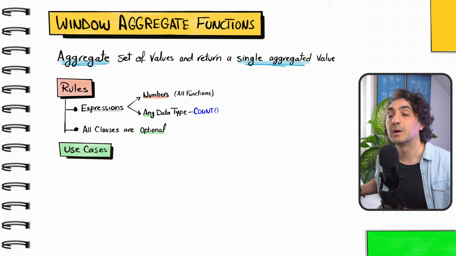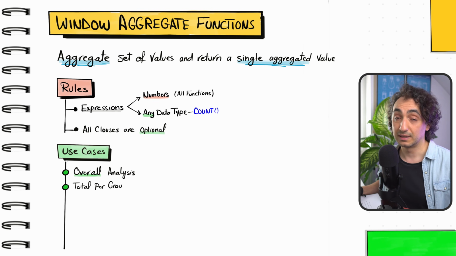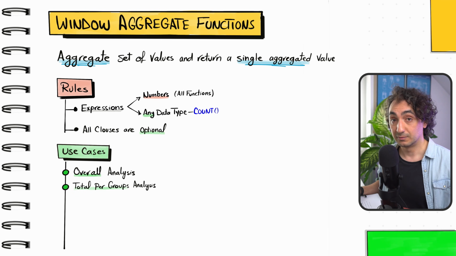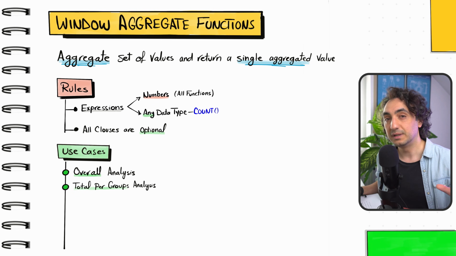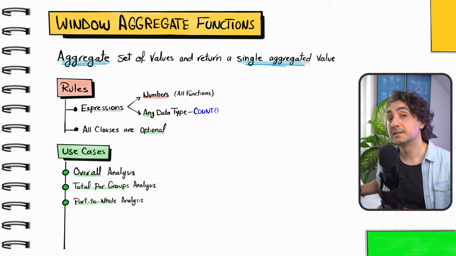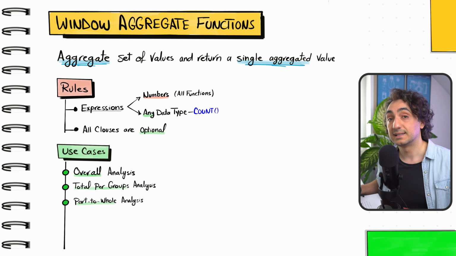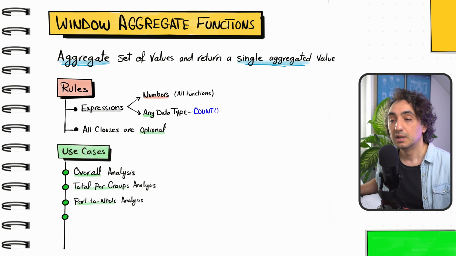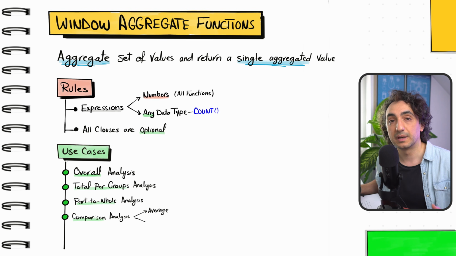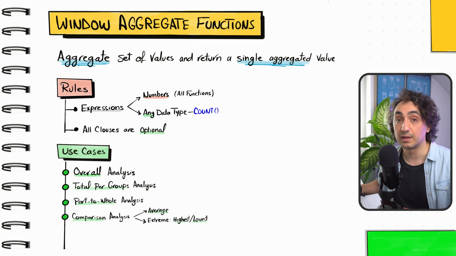So the first one, the simplest one, you can do overall analysis if you just leave the window function empty. So you will get one big number about your business. And the next use case, we can do total per groups analysis. As you learned, we can use partition by in order to compare categories with each other, like comparing the products or customers and so on. Moving on to the next one, we can do part to whole analysis. We can compare the performance of each data point with the overall. So you can, for example, compare the sales to the total sales in the window or to the whole data set. And we have many comparison analyses. We can compare the current value with the average, or we can compare them to the extremes, to the highest sales, to the lowest sales, and so on.